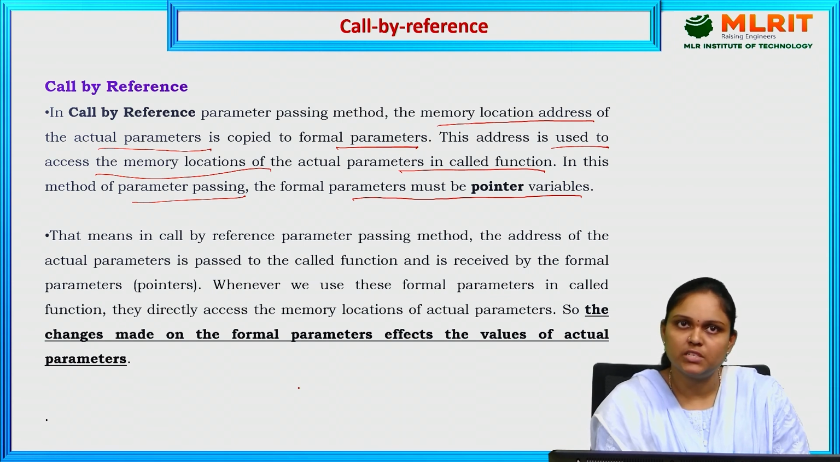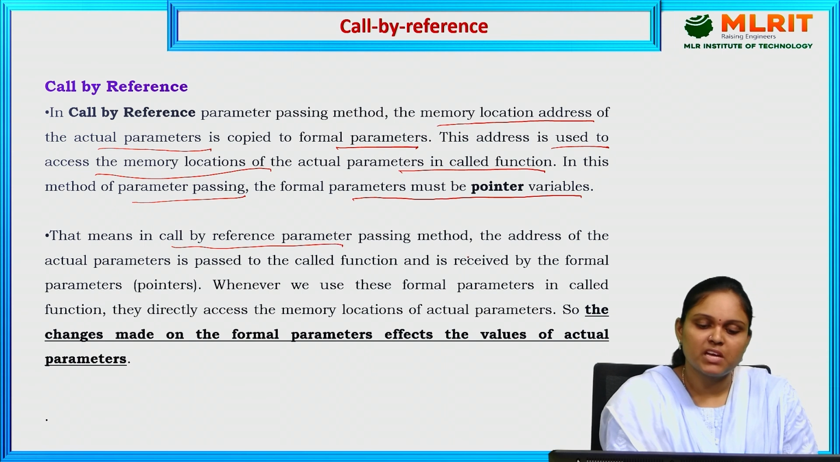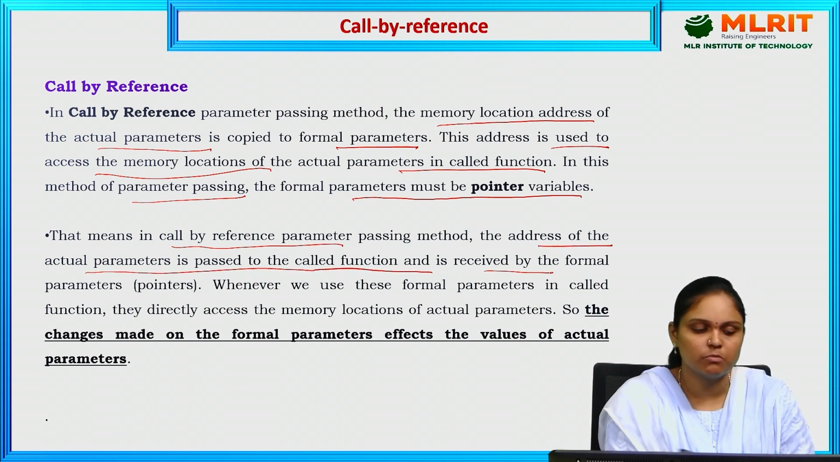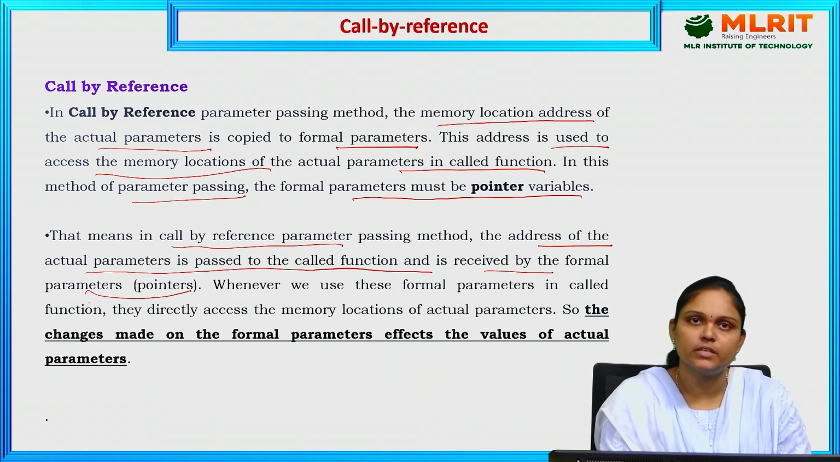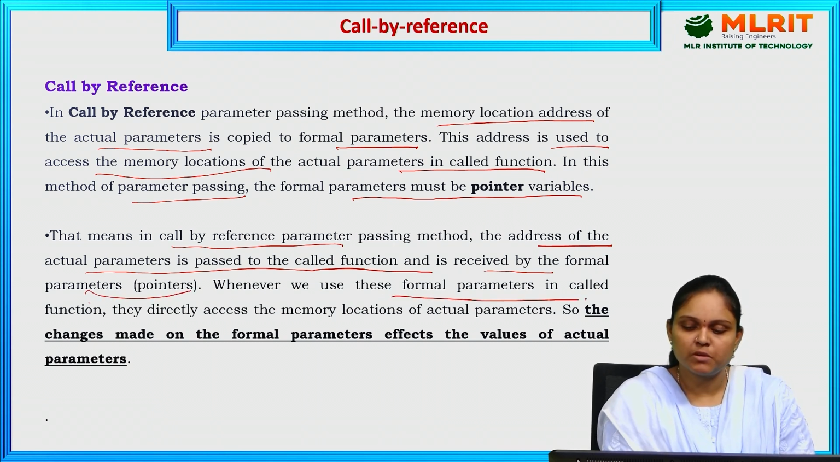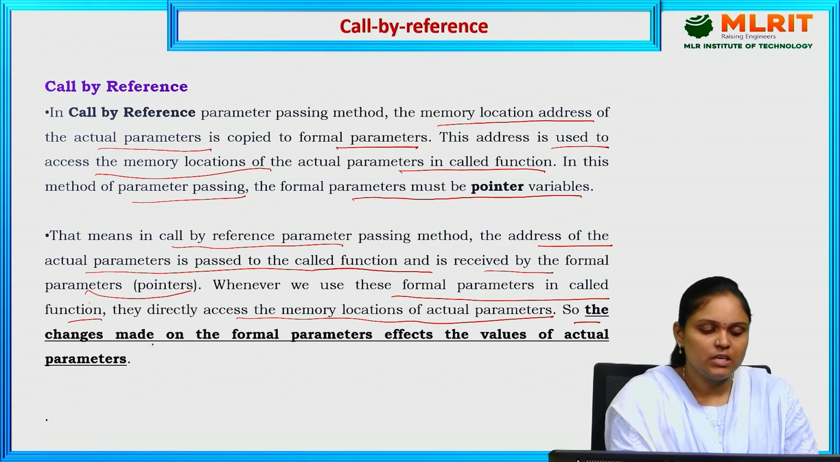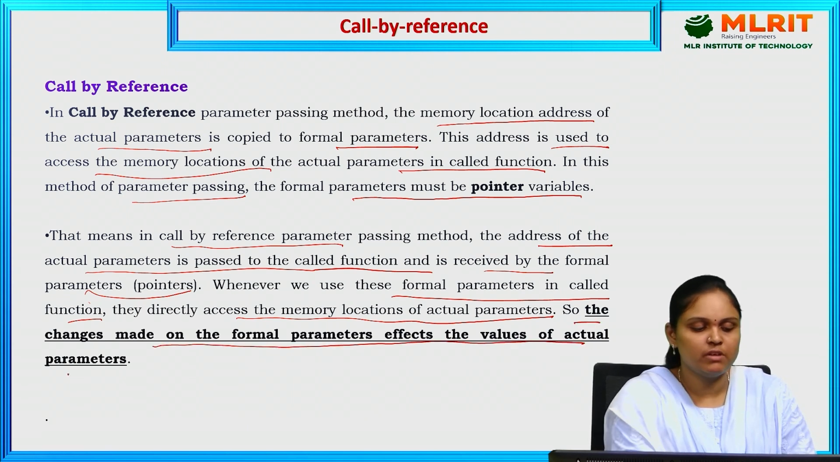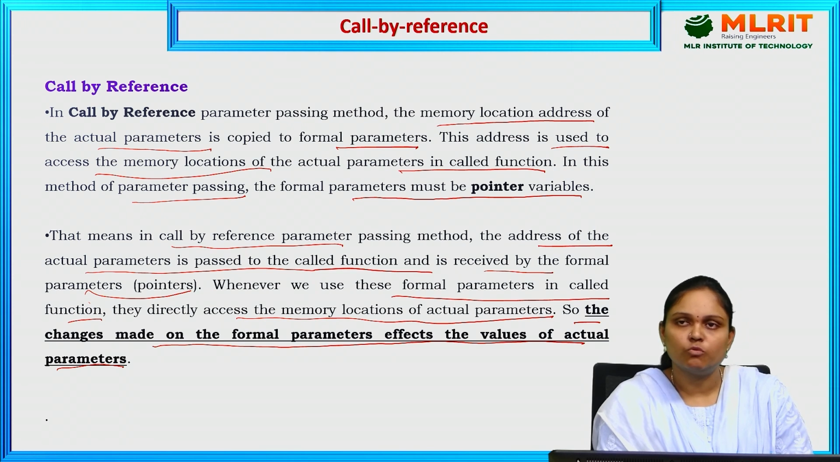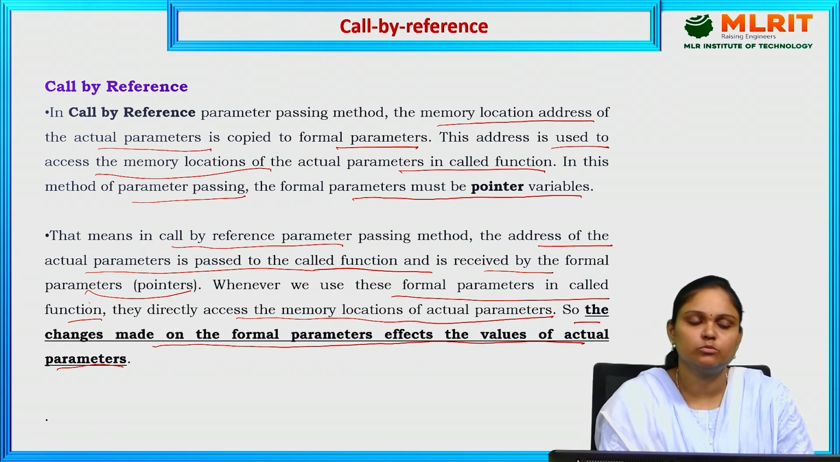So in the call by reference parameter passing method, the address of the actual parameter is passed to the called function and is received by the formal parameters, that is pointers. Whenever we use formal parameters in the called function, they directly access the memory locations of the actual parameters. That is the reason why changes made in the formal parameters affect the values of the actual parameters. Whatever changes we make in the called function are reflected back in the calling function parameters. That was not done in call by value.